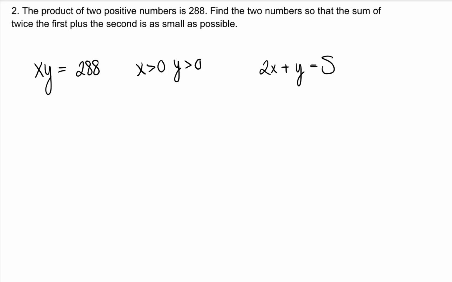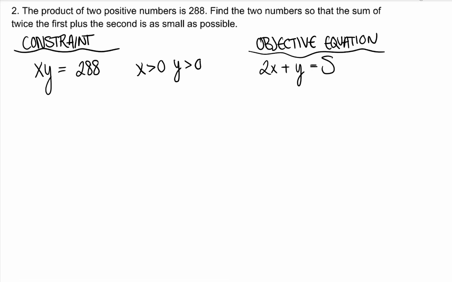I have two equations, but which is my objective and which is my constraint? I'm trying to optimize the sum. The sum needs to be the smallest. So this would be my objective equation, and this other equation will be my constraint, which will help me to derive the objective equation. Before I can derive the objective equation, I need it to have one variable on the left side and one variable on the right side. So I need to either eliminate x or y.